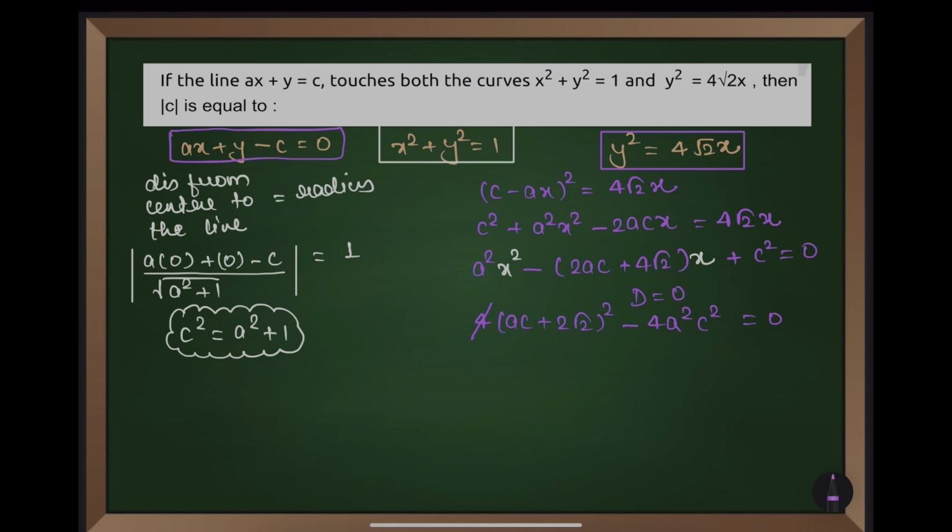Now can I divide both sides by 4? Done. So we will have a square c square plus 2 root 2 ac minus a square c square equals 0. So this thing is gone, divided by 4 gone. So can I say that ac will be equal to minus root 2? So we got ac as minus root 2.